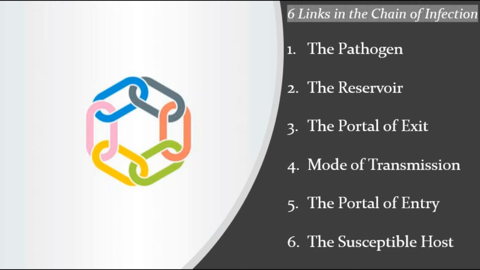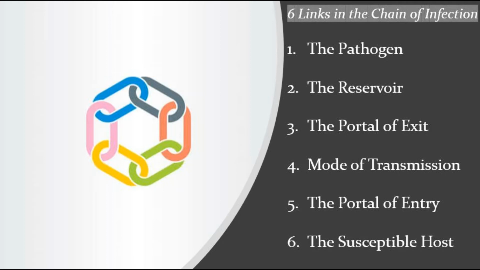Our third link is the portal of exit, which is the place where the organism lives in the reservoir. This is also where the organism leaves the reservoir. Examples in humans are the respiratory tract, such as the nose or mouth, the intestinal tract, the urinary tract, blood, or other bodily fluids.